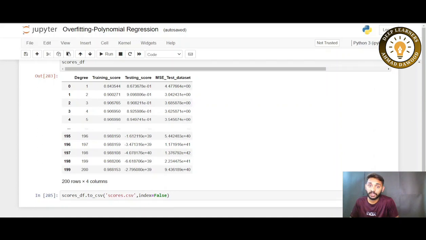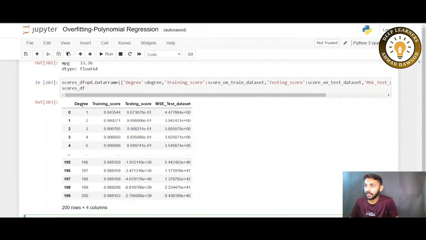overfitting of the model increases. Now I will show you an Excel file that I exported here, in which I am mentioning the degree increasing, and then the behavior of training score, testing score, and mean square error on test data points.